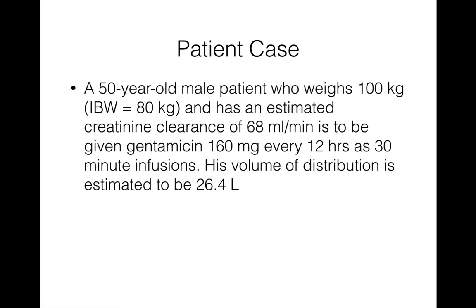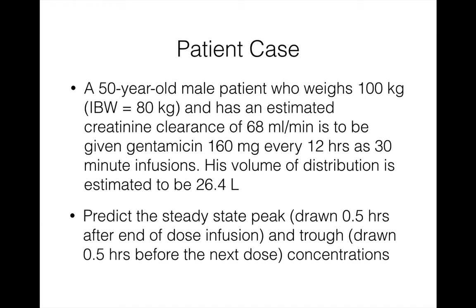Let's begin with a patient case. A 50-year-old male patient who weighs 100 kilograms with an ideal body weight of 80 kilograms has an estimated creatinine clearance of 68 milliliters per minute. He is to be given gentamicin 160 milligrams every 12 hours as 30-minute infusions. His volume of distribution has been estimated to be 26.4 liters. Predict the steady state peak, which will be drawn 0.5 hours after the end of a dose infusion, and trough, which will be drawn 0.5 hours before the next dose.